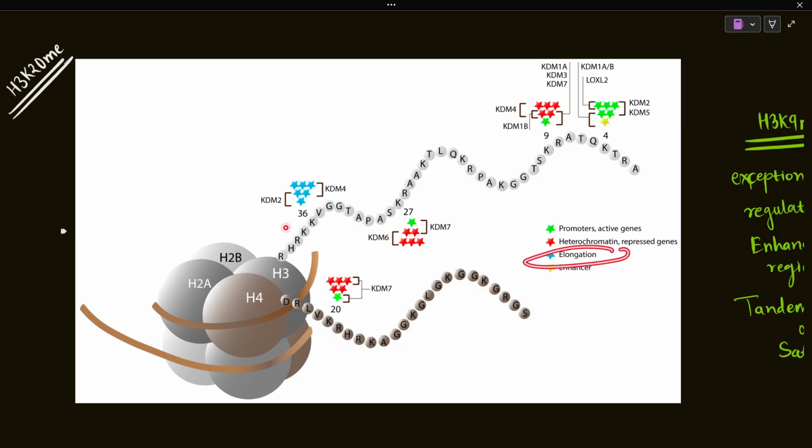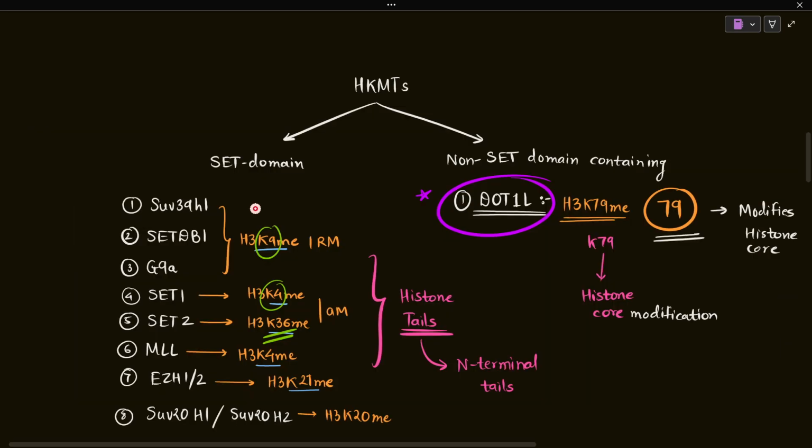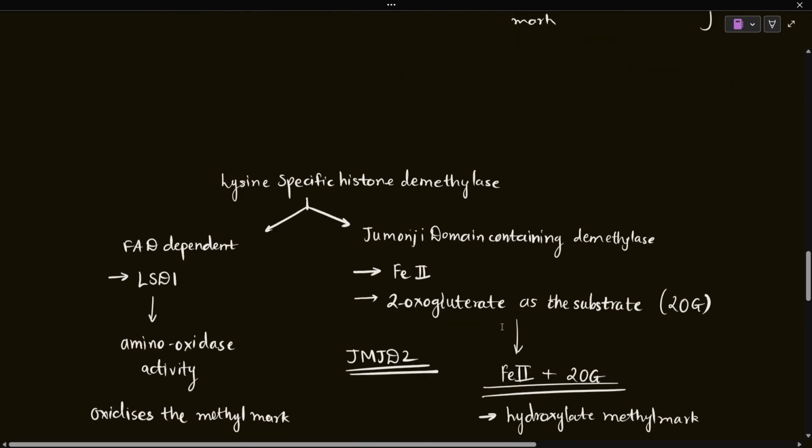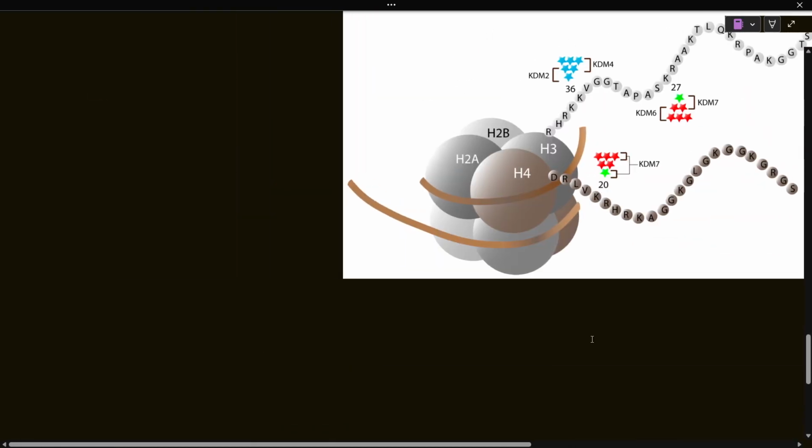So this schematic concludes all of the things that we have learned till now. With this, we are done with lysine-specific histone methylation. In lysine-specific histone methylation, we learned about certain specific methylation marks, like those that we discussed now: K9, K4, K36, K27, and K20 methylation marks. Then we discussed different enzymes like HKMTs, the SET domain containing lysine methyltransferases or non-SET domain containing ones. And then we discussed the histone demethylases, LSD1 as well as the Jumonji domain containing demethylases. So with this, we conclude the histone methylation series.